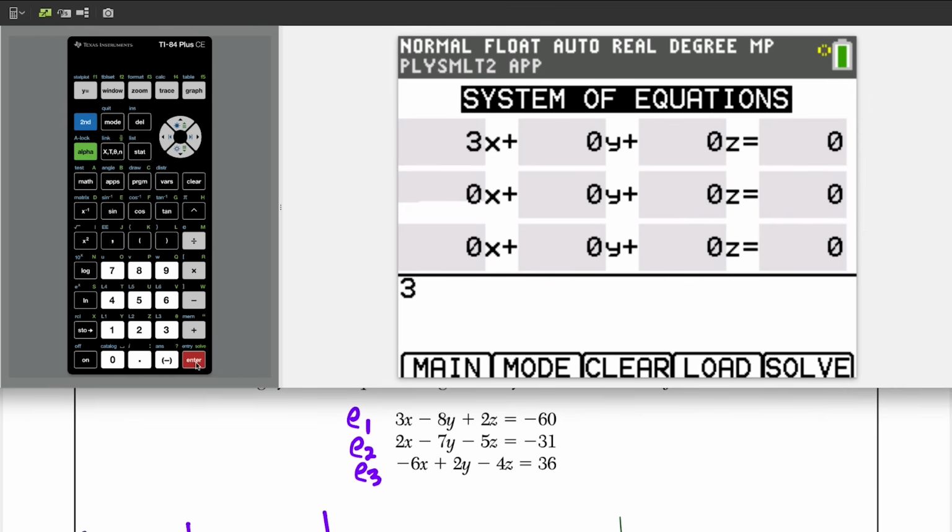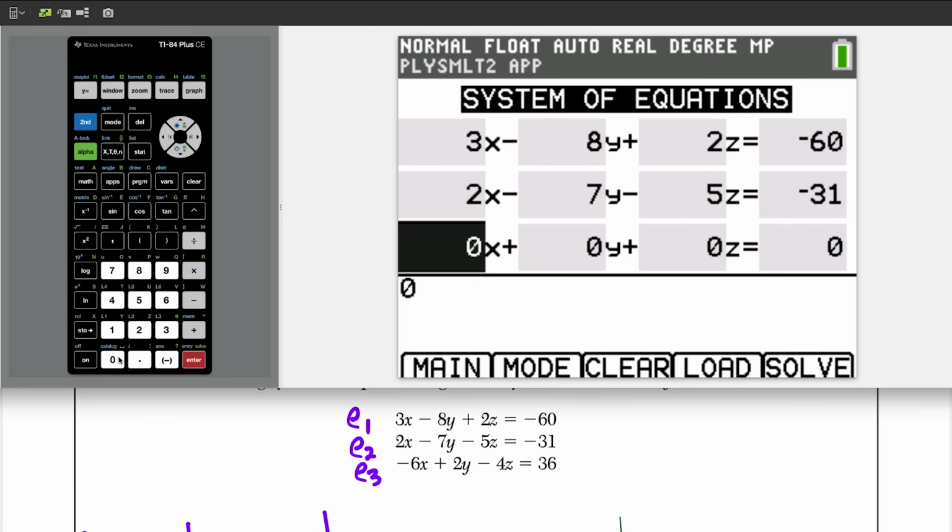And then I just type this in. I have 3x and plus negative 8y, or I could press subtract and then 8, and then I press enter to make 8y. So you could do plus negative or just subtract, whatever makes you happier. And then I press enter to go after this and press 2, enter, and then I have 2z is now equal to negative 60. I press enter. So I'm just typing this in manually here. I have 2x, and then subtract 7y. So 7, enter. You have to press enter a lot here. And then minus 5z. And this is equal to negative 31.